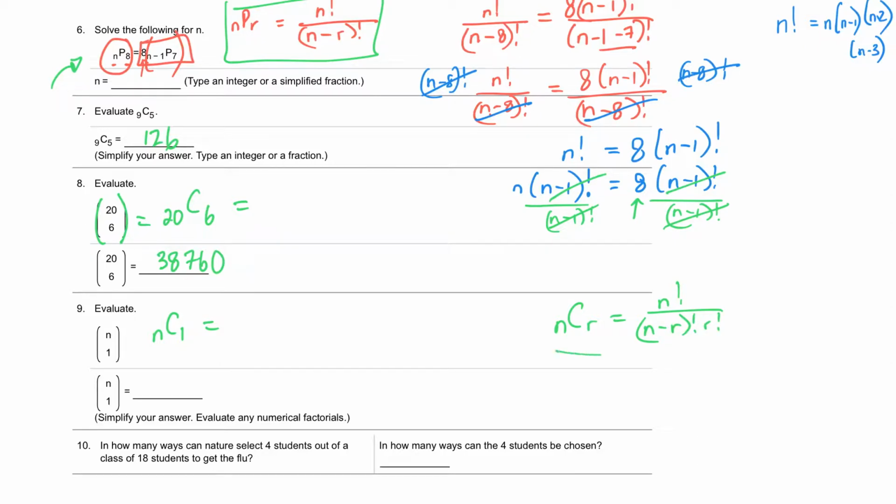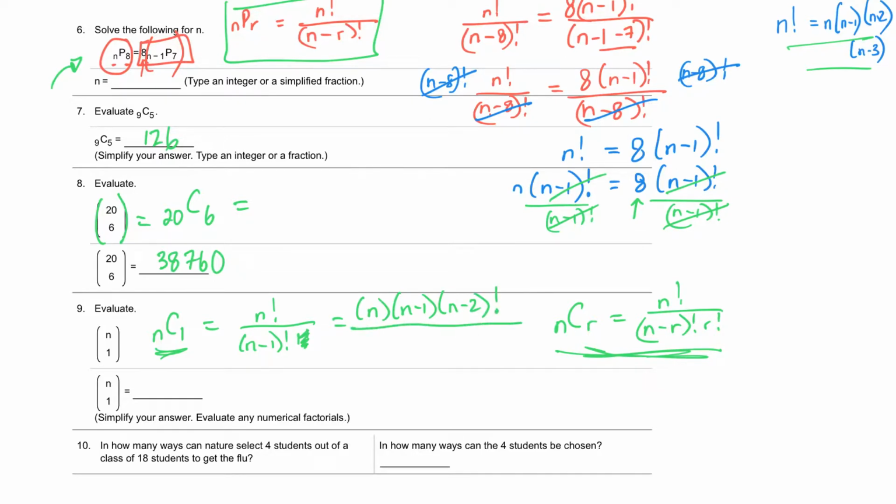Okay, so if I plug stuff in here into that formula, n choose 1 is equal to n factorial over n minus 1 factorial 1 factorial. 1 factorial is just 1, so it goes away. And now if I look at the top here, that n factorial, same thing as I did up here, I can start expressing it. So it'd be n times n minus 1 times n minus 2, etc. That's what that factorial means.